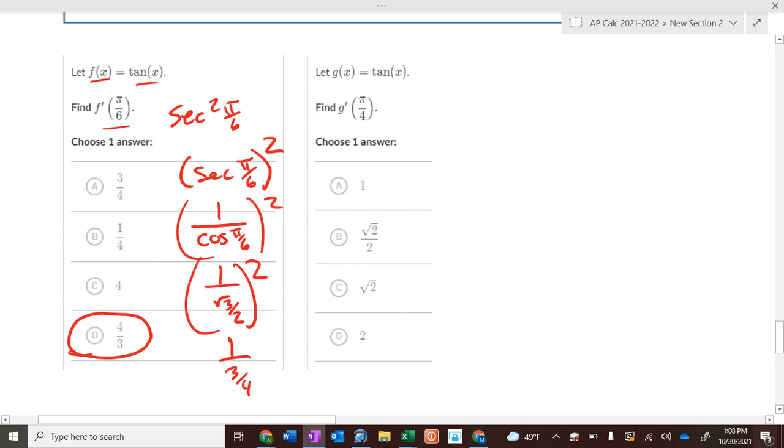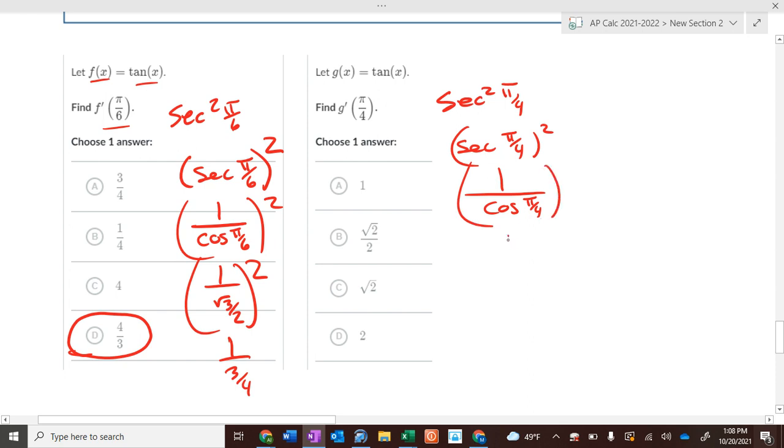Let's do it for pi over 4. So it's the secant squared of pi over 4, which is the secant of pi over 4 quantity squared. Well, what's the cosine of pi over 4? Square root of 2 over 2.